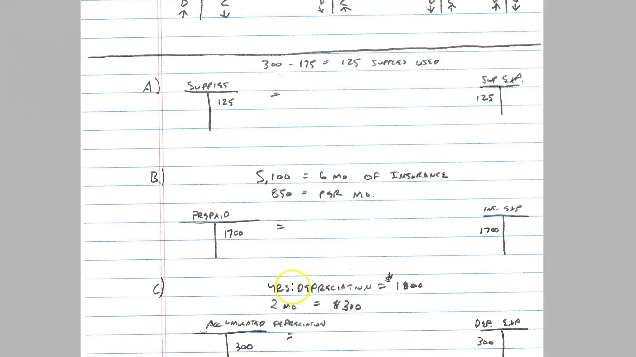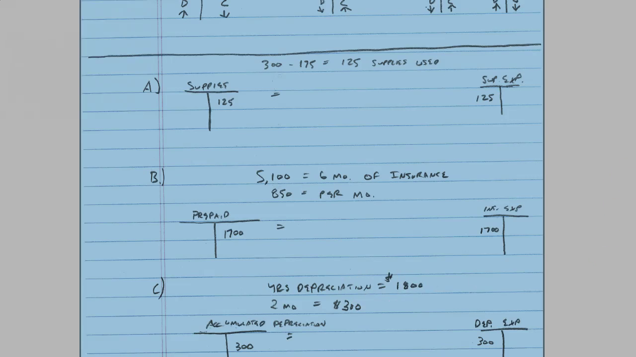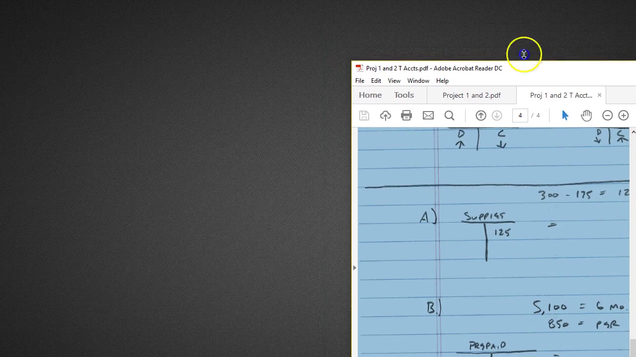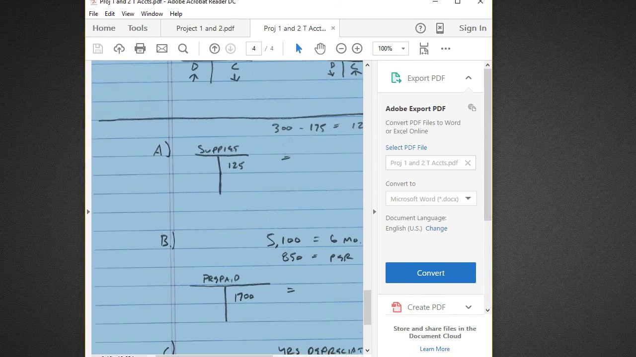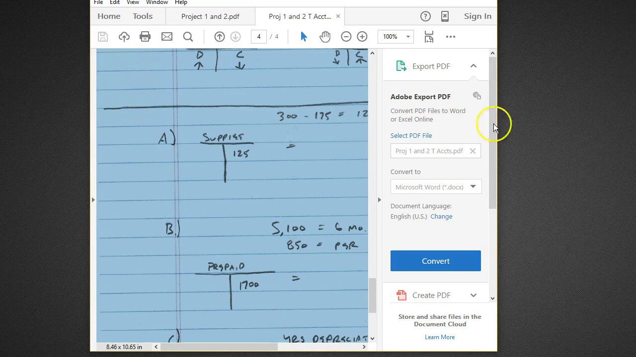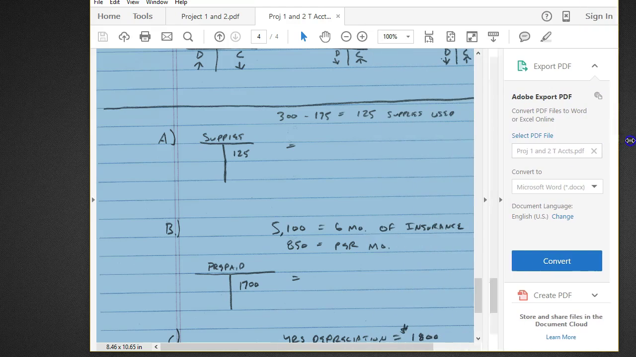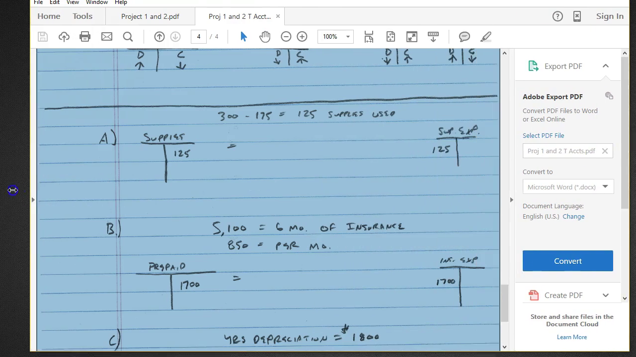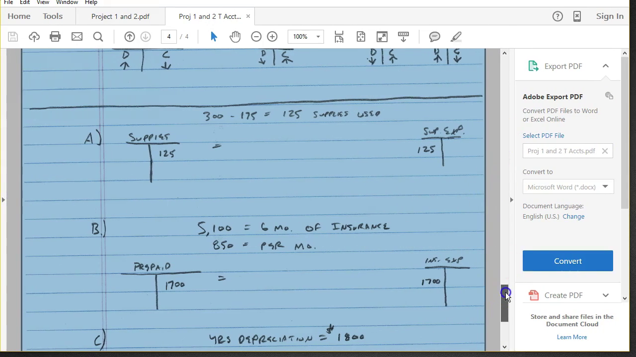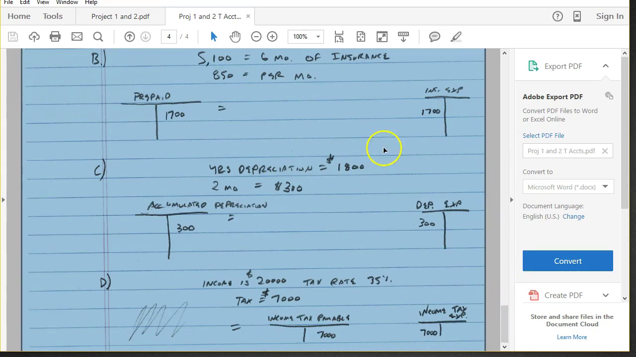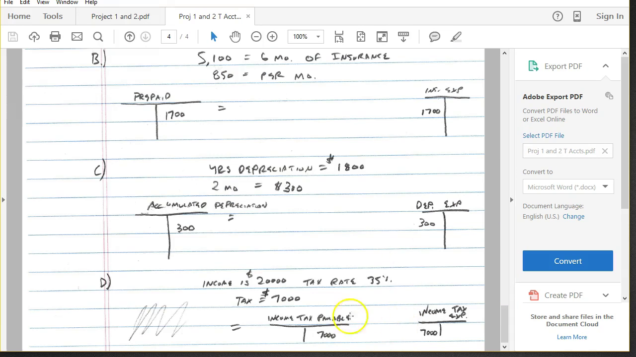How did I come up with $7,000? Well, let me just shrink this down a little bit. Sorry, guys. So you can see the final bottom of the page here. And we'll go down here. Okay, so here we go. So income is 20, tax rate is 35%. Just simply multiply, you get your $7,000 right there.